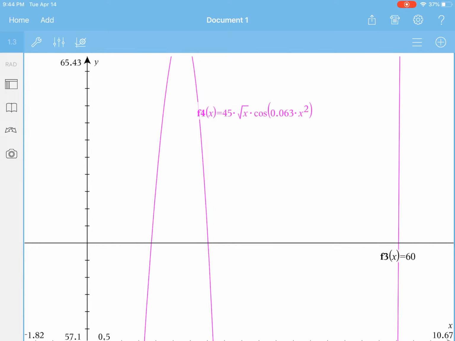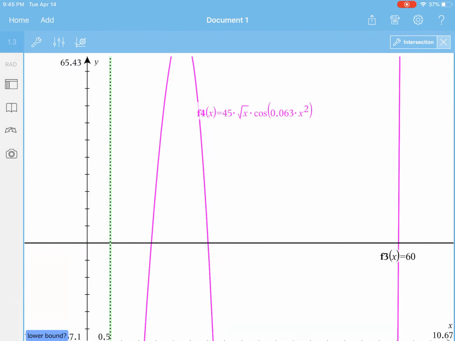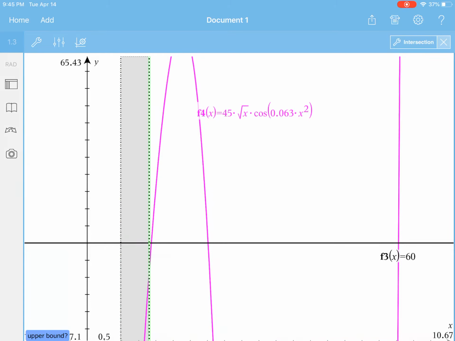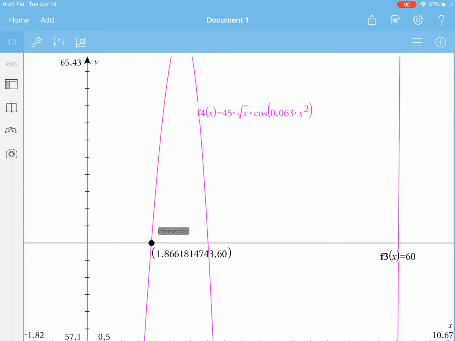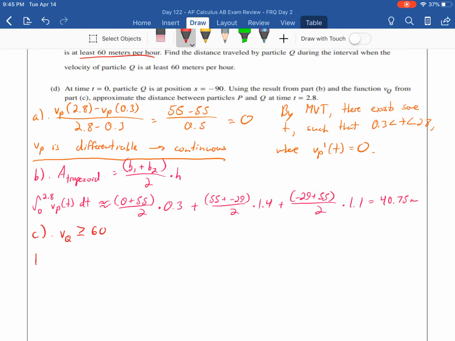We have to figure out what these two intersection points are because that's going to give us our interval. Any graphing calculator has the capability of finding the intersection. It depends on the calculator. In this calculator, there's an analyze graph section, and you just find the intersection here. Typically on most graphs, you pick an interval. So I'm picking an interval here, and bam. Our first intersection point is 1.866. Let's write that down: 1.866.